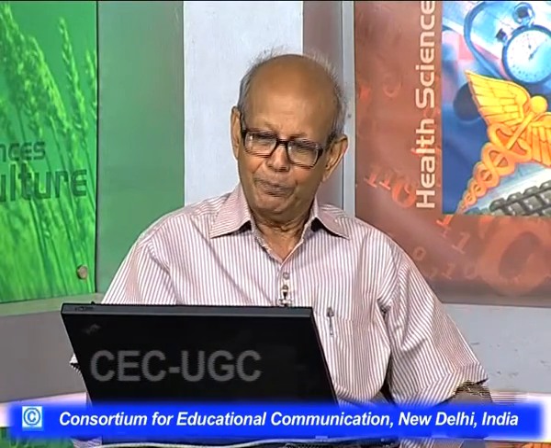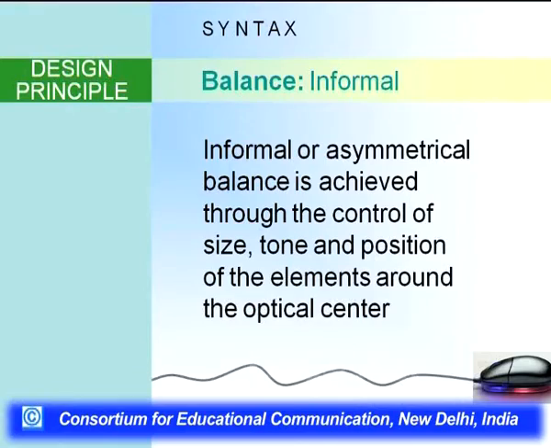That will divide the space in two parts and place all the elements equally on both sides. So this is symmetrical. Another form of design is called informal design, or asymmetrical, informal balance or asymmetrical balance. To achieve asymmetrical balance is a difficult thing, and you need a little bit of practice in it. Without practicing, you cannot achieve these things.